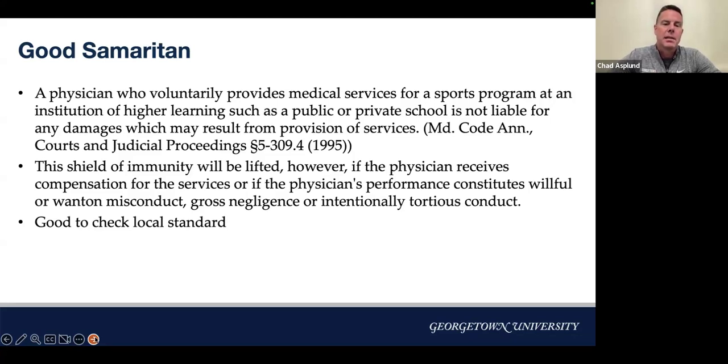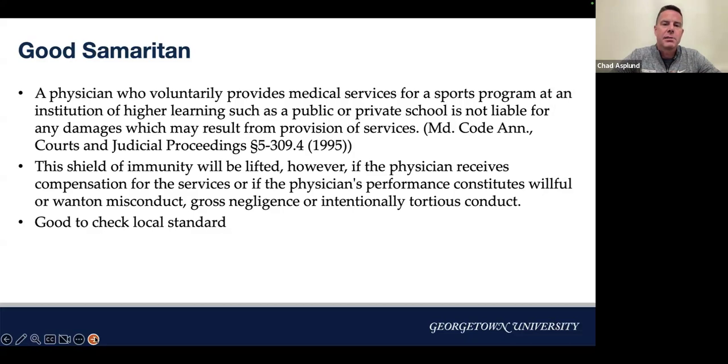Okay, but the shield of immunity will be lifted if the physician receives compensation for the services, or if the physician's performance constitutes willful or wanton misconduct, gross negligence, or intentionally tortious conduct. And so even if you're volunteering and you're providing care, if it's negligent or grossly goes against the current standards, you may still be held liable. There's a few more nuances to the Good Samaritan law.